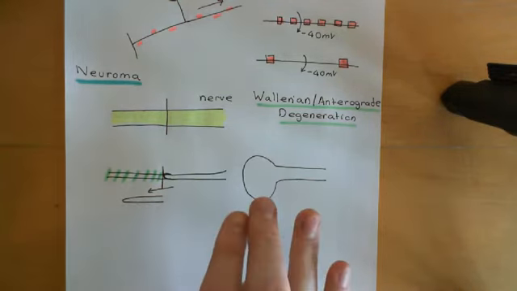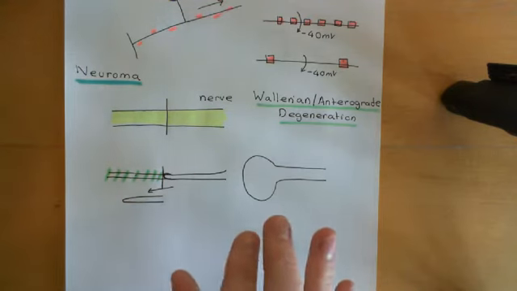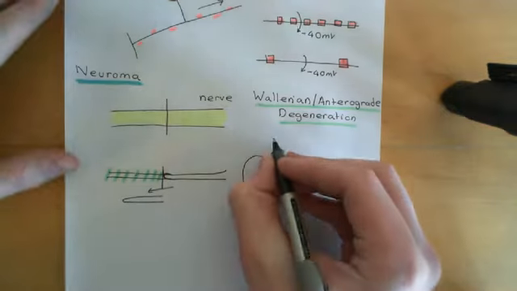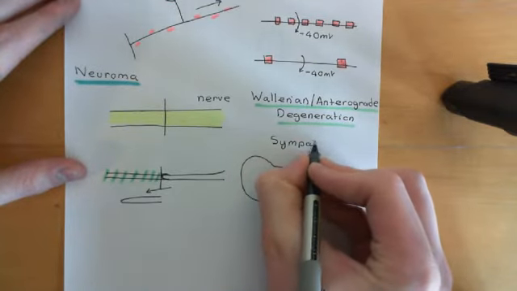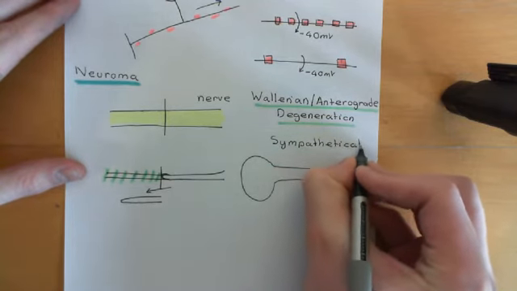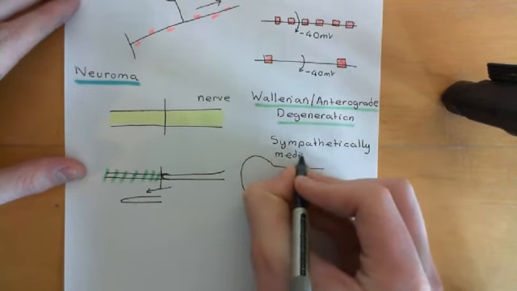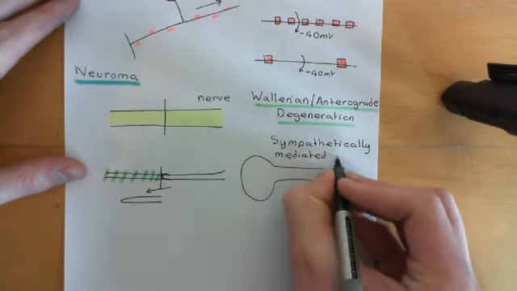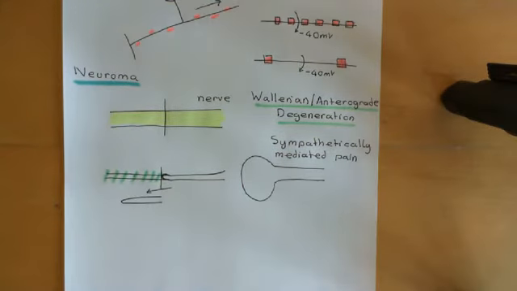This is the site where you can get the beginnings of sympathetically mediated pain. So let me tell you what sympathetically mediated pain is all about. Sympathetically mediated pain refers to pain that is induced by the activation of the sympathetic nervous system. Now how can this actually result? Well, there are two mechanisms that are believed to potentially underlie this.